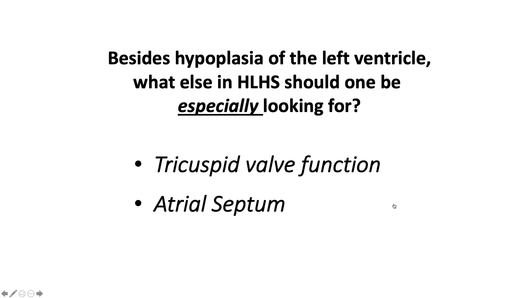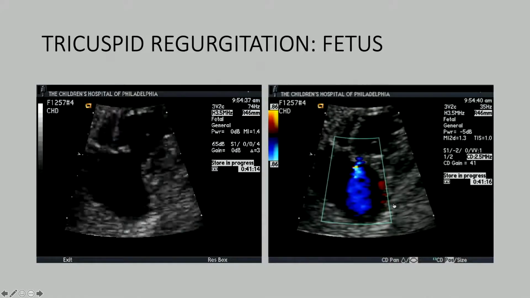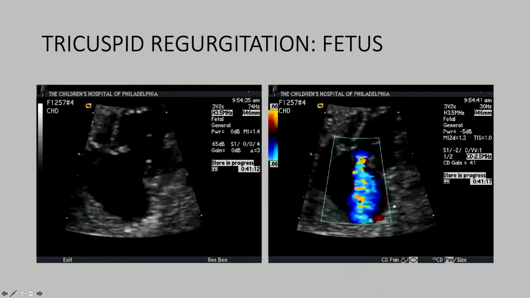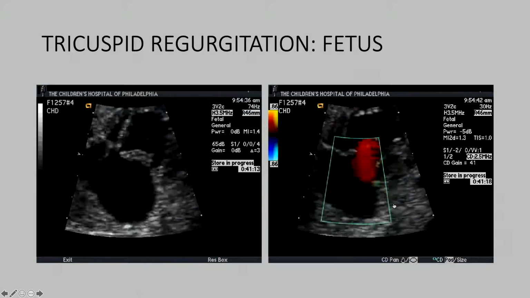I'm going to show you some of the infant surgery here in a moment, but the viability of the right side has to be present. And unfortunately, in about 5 to 10% of cases, one can have challenges with the tricuspid valve. Here's a case of HLHS with a very dysplastic tricuspid valve and the presence of severe tricuspid regurgitation.